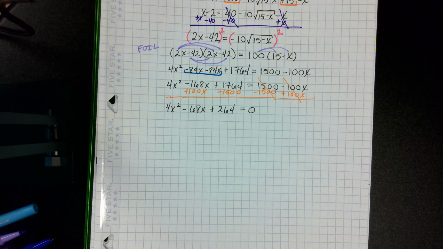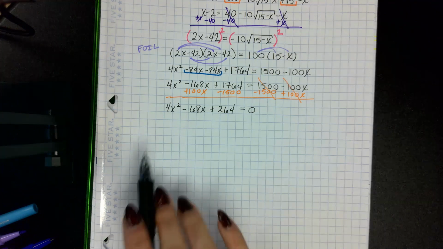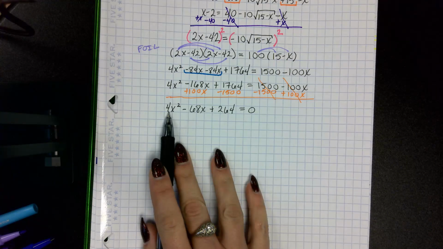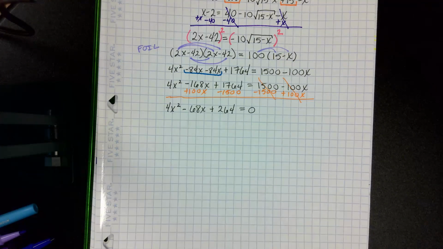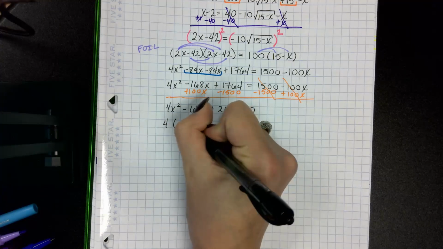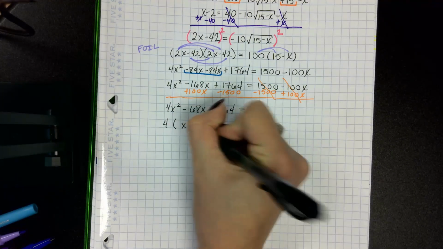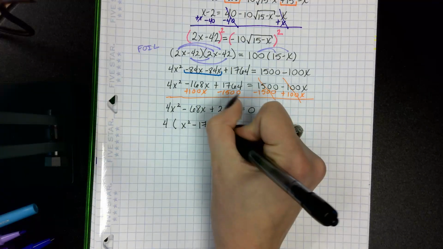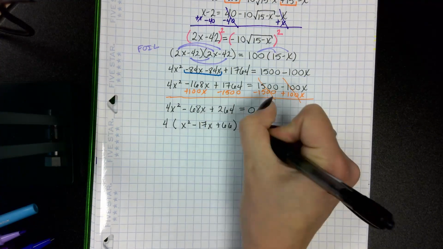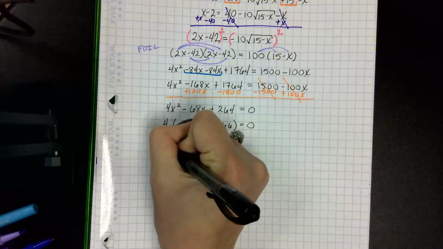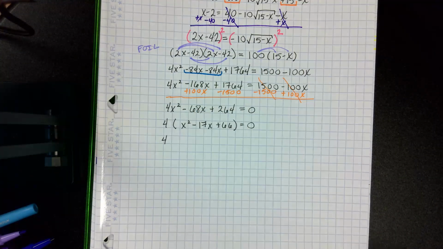I have a trinomial equal to 0, so I'm going to factor and solve. My GCF is 4. Whenever you see an A value, go ahead and check. Can I divide everything by 4? Yes, I can. So bring out a 4, and that leaves x squared minus 17x plus 66 equal to 0. So with the 4 out, the A value is 1, so that's easy factoring.